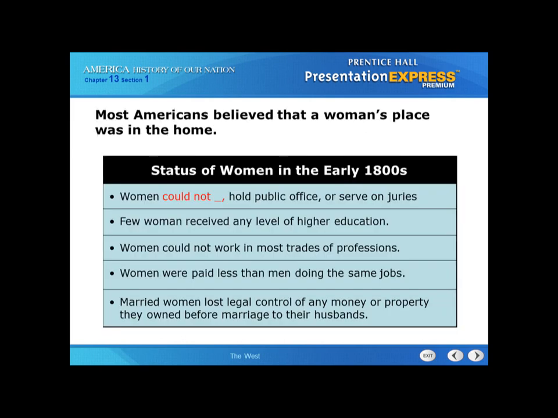Most Americans believed that a woman's place was in the home at this time. The status of women in the early 1800s: women could not vote, hold public office, or serve on juries. Few women received any level of higher education. Women could not work in most trades and professions. Women were paid less than men doing the same jobs. And married women lost legal control of any money or property they owned before marriage to their husbands.